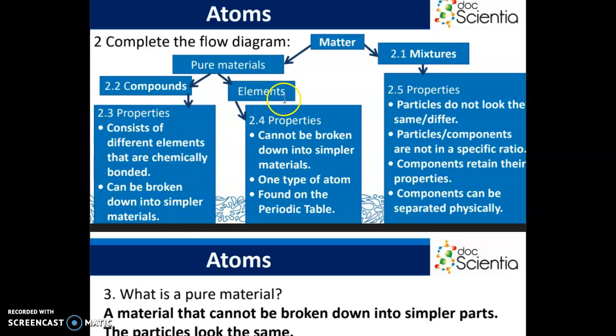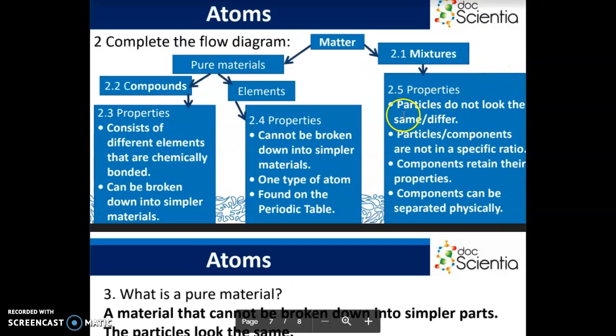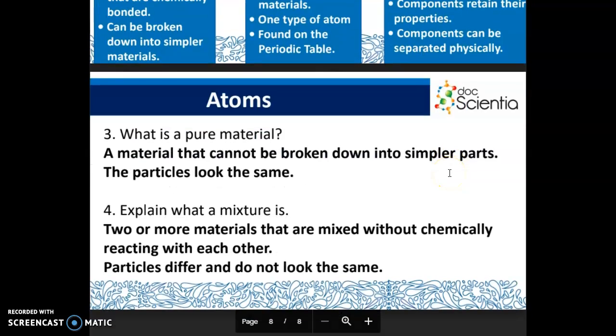What are the properties of elements? It cannot be broken down into simpler materials, and it's one type of atom and found on the periodic table. Mixtures: particles that do not look the same, components that are not in a specific ratio, components that retain their properties, and components that can be separated physically. Number 3. What is a pure material?